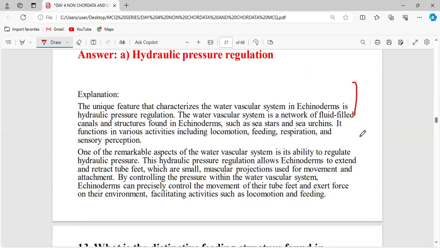See, this is an important thing you have to read. One of the remarkable aspects of this system is the regulation of hydraulic pressure. This hydraulic pressure regulation allows echinoderms to extend and retract the tube feet. Based on this pressure, the tube feet work, and with the help of the tube feet, the organism moves. But the basic mechanism is the maintenance of this hydraulic pressure.